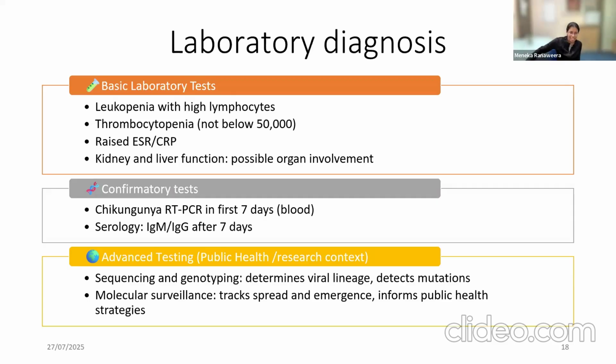And then we have further testing. This is more for public health and research context, not really for diagnostic purposes: sequencing and genotyping. As I mentioned earlier, Chikungunya is an RNA virus in which quite a lot of mutations can occur, so it's important that we monitor whether there have been sufficient changes or certain mutations, because this can be used to correlate with clinical symptoms and can also inform public health strategies.